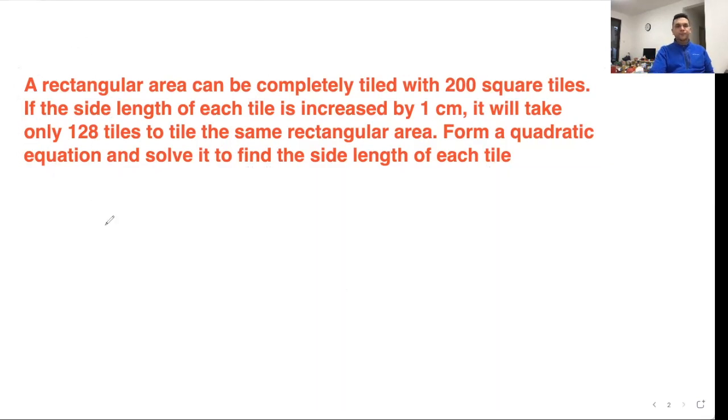So let's see. We have a rectangular area. So it's going to be the same area, right? And it's going to have square tiles. Well, 128, right? 200, yeah. For this one, it's 200. So let's say we have my square tiles. Again, I'm not going to draw 200 tiles. It's just to give you an idea. Let's say I have 200 tiles, right?